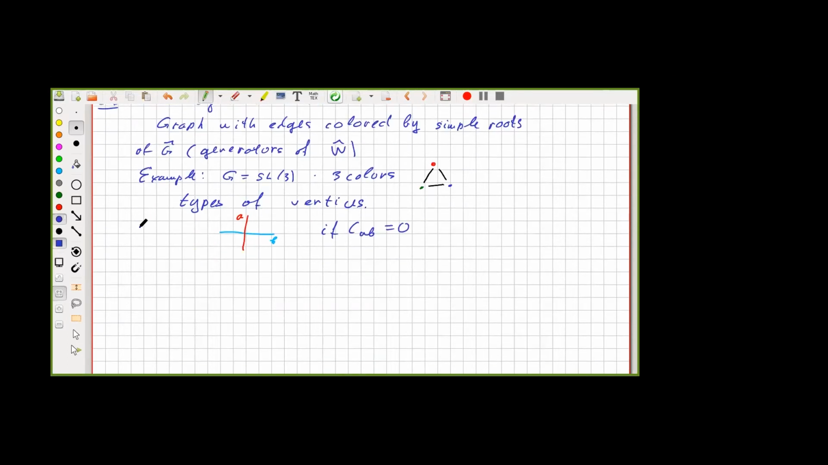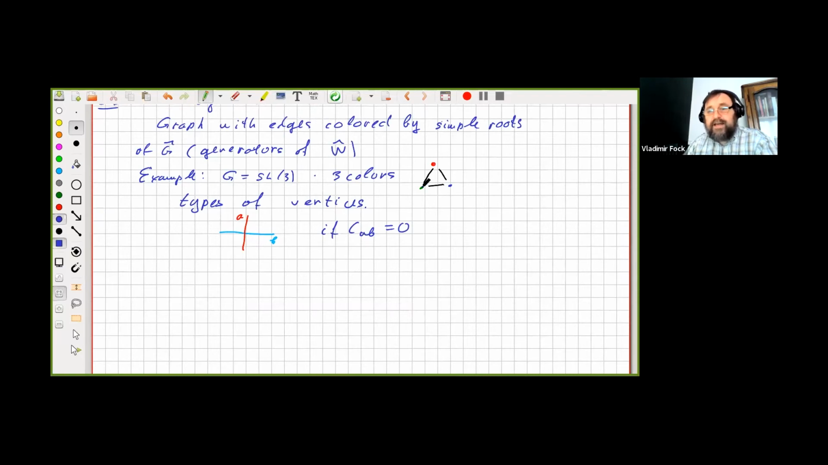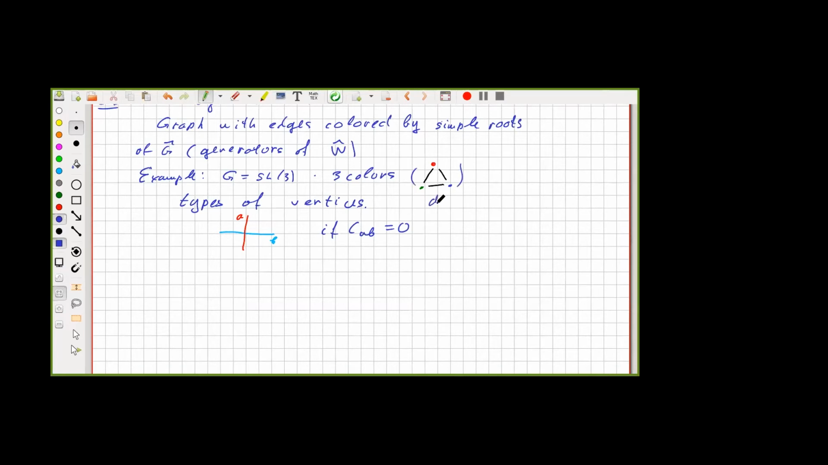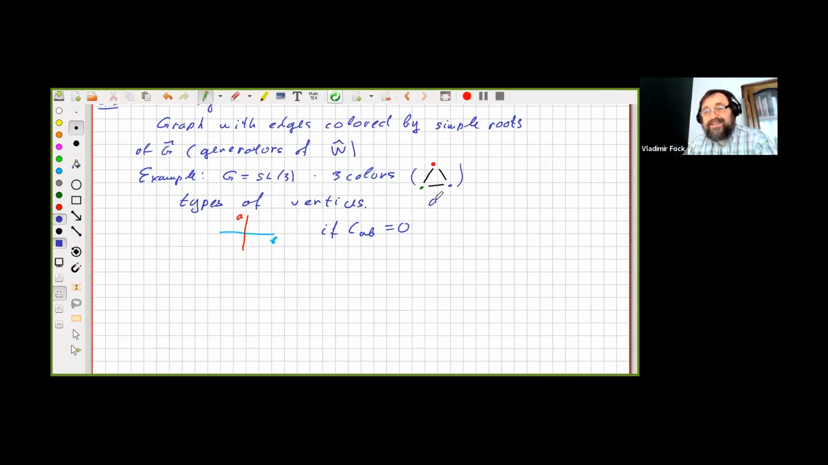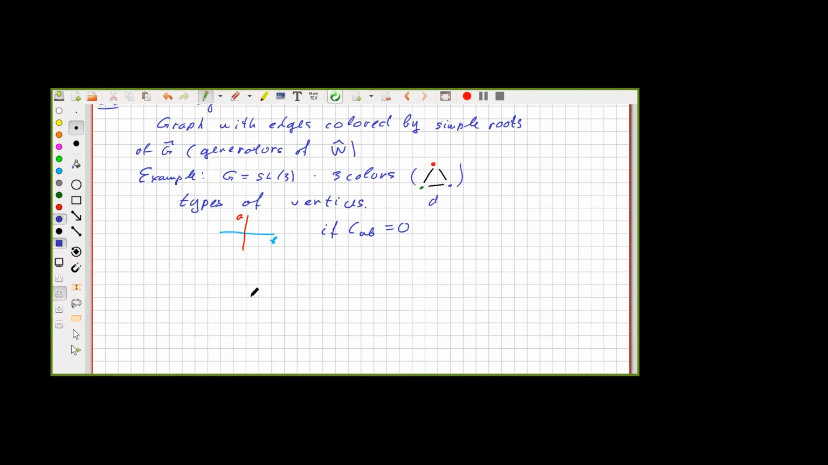Sorry, Vladimir, what is it that you are coloring? Is it the edge or the vertex? No, I color the edges, and this is just a Dynkin diagram. Oh, I see. Okay. It's not this graph. No. Sorry, I mentioned that there is a Dynkin diagram with vertices colored, and out of the Dynkin diagram with colored vertices with different colors, I draw a graph.